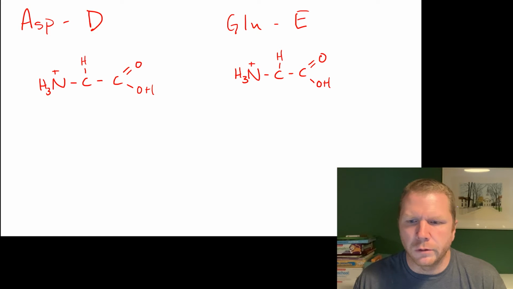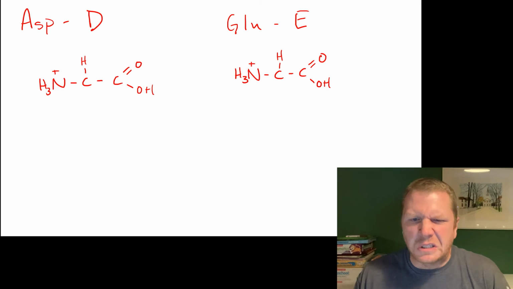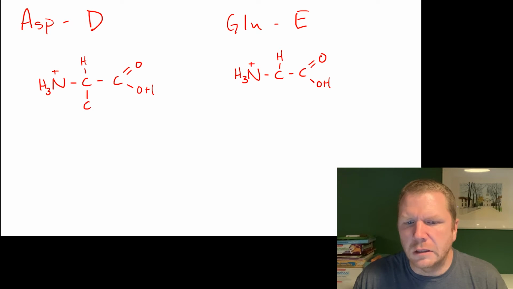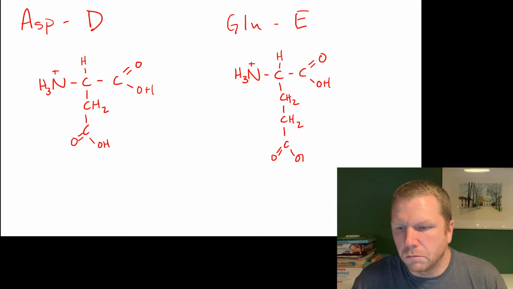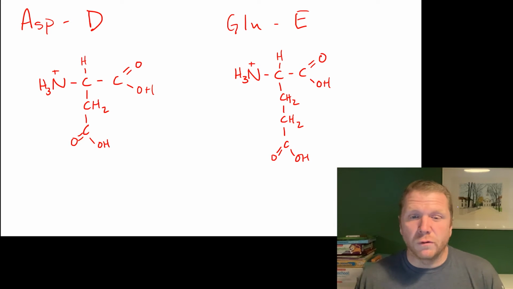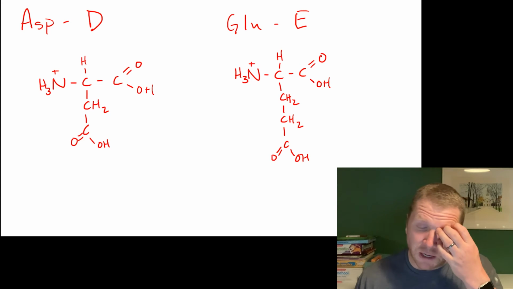Now, to complete my side chains, the R groups for these two amino acids are both fairly similar to one another. I always like to think of aspartic acid and glutamic acid as siblings, where one's taller than the other. Aspartic acid has CH2 and then a COOH. Glutamic acid is the taller sibling. It has 2 CH2s and then the carboxylic acid.